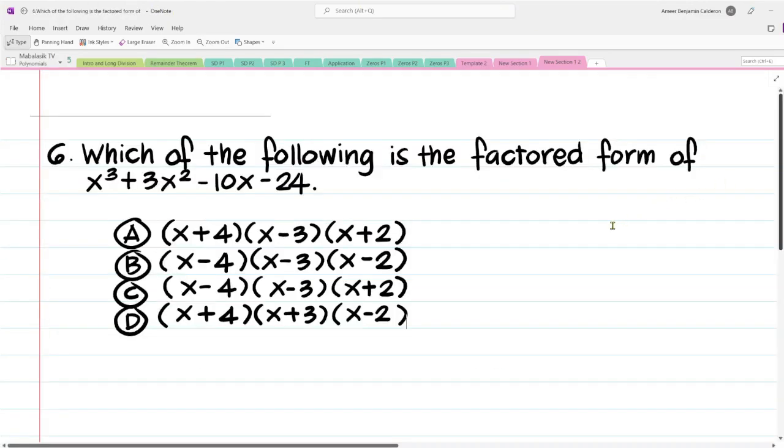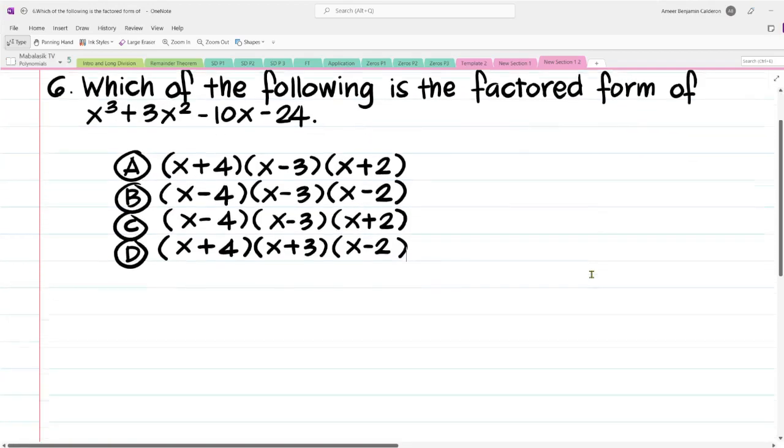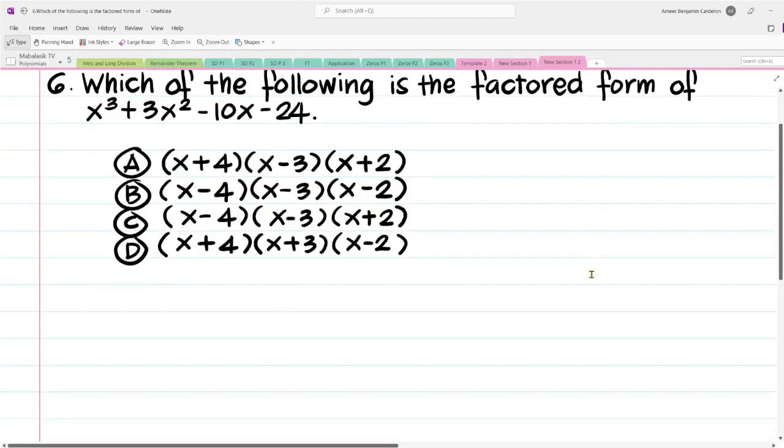Which of the following is the factored form of x cubed plus 3x squared minus 10x minus 24? So meron tayong lesson about factoring polynomial. However, hindi natin susundan yung process nun kasi meron na tayong choices dito. So gagamitin natin yung choices to our advantage. Instead of doing the rational zero theorem, what we want to do is to try the factors here.